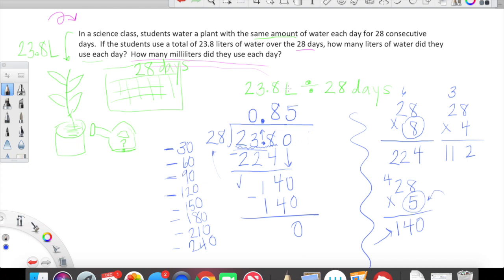23.8 liters spread evenly across 28 days. Well, those hardworking kids gave this plant, no longer a question mark, almost a full liter, 0.85 liters each day. One more layer here, you guys. How many milliliters did they use each day?